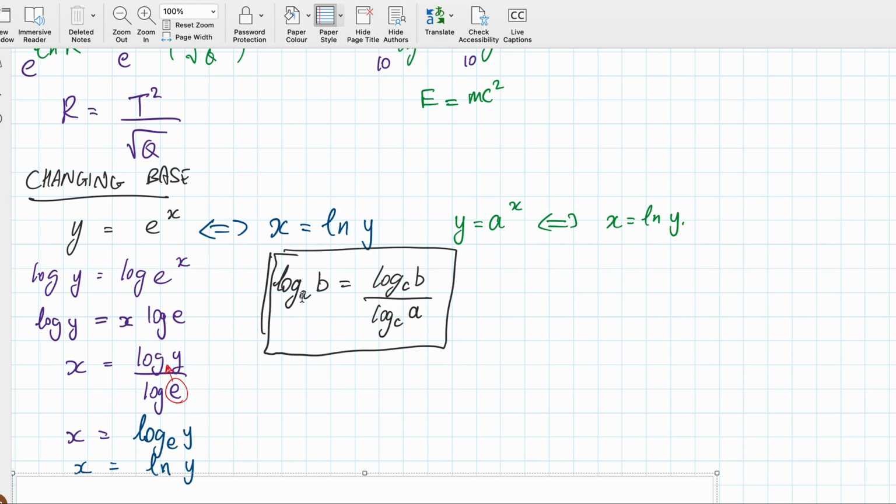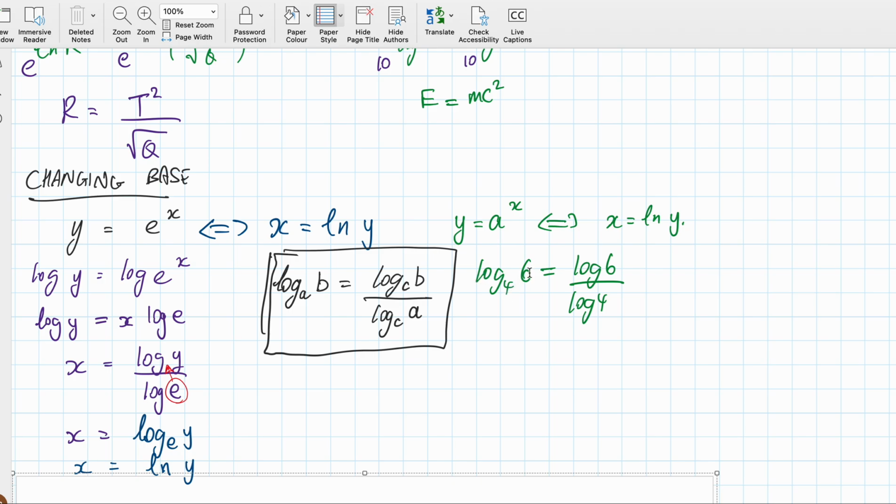What's happening here is if I want to express log base a of b, I can re-express it like this. So just some examples we could throw at this: log base 4 of 6 is equal to log 6 on log 4. So I can bring the 4 down here and make it divided by log 4. So log 6 divided by log 4 is log base 4 of 6.